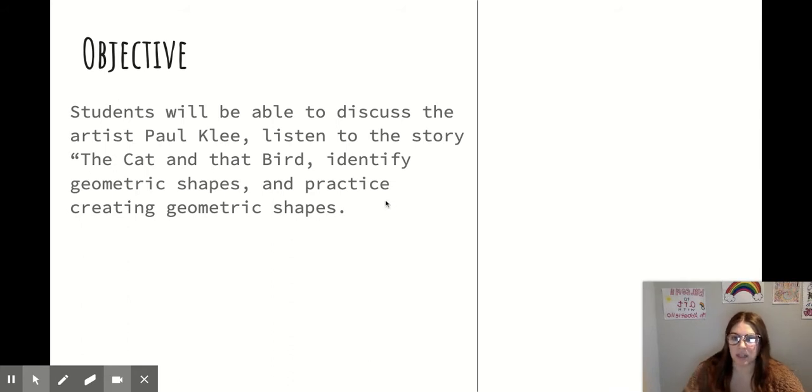So that is our objective, that students will be able to discuss the artist Paul Klee. We're going to listen to a story together called The Cat and the Bird. We're going to identify some geometric shapes and practice creating geometric shaped buildings.